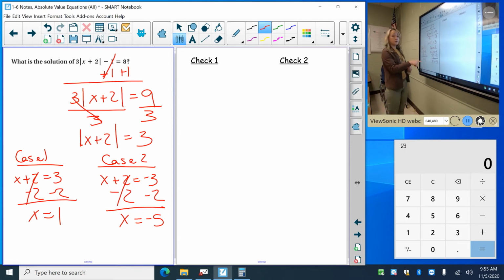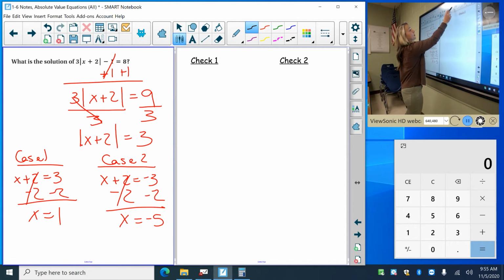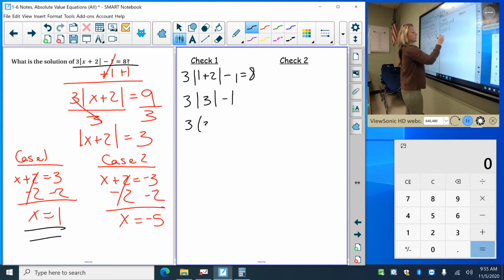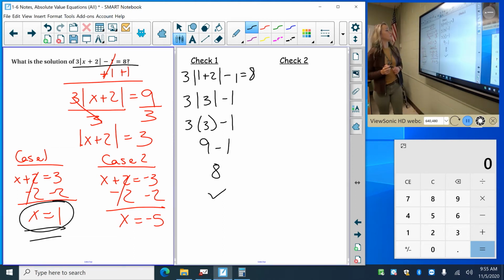Now that I have my 2 solutions, let's check them to make sure that they work. So I'm going to take 1 and plug it into the original equation. So I have 3 times the absolute value of 1 plus 2, minus 1 equals 8. So I have 3 times the absolute value of 3, minus 1. 3 times the absolute value of 3 is 9, minus 1. So I have 9 minus 1, and it's 8. And that checks out. We're good to go there.